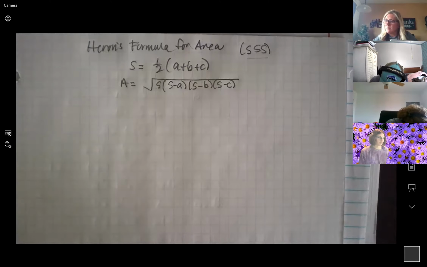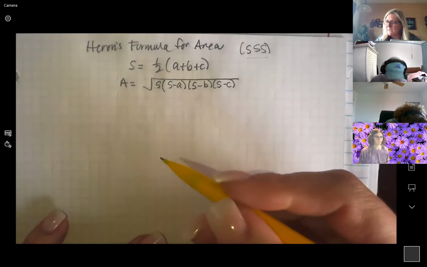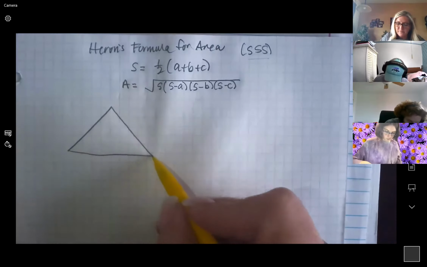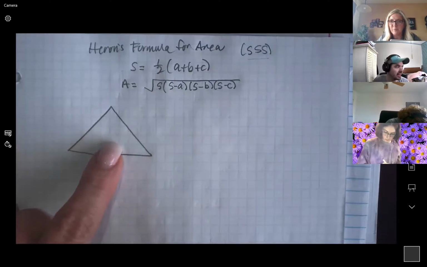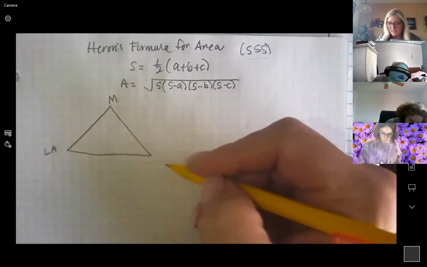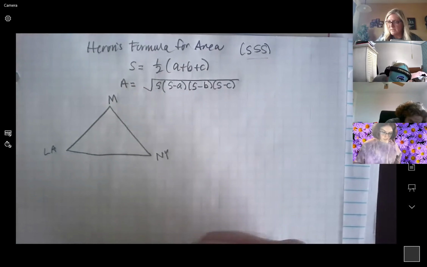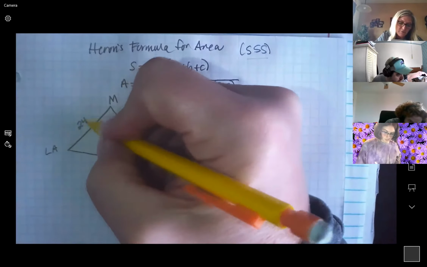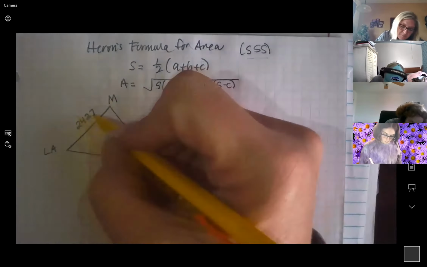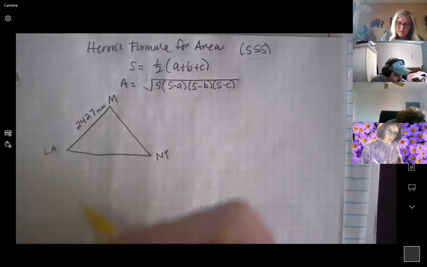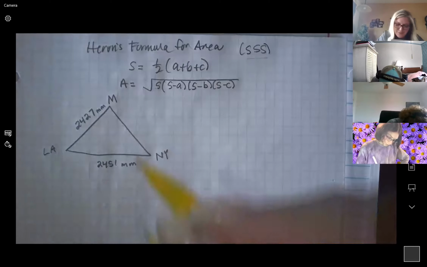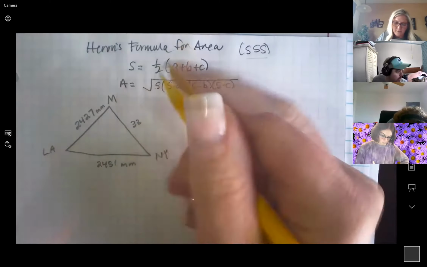So let's say we have a triangle here. This isn't the best drawing, but it'll work. Sometimes your drawings aren't in proportion, just be aware of that. So we have Los Angeles, Montreal and New York. The distance between these two is 2427, and this is the distance on a map, so this is millimeters. Then this one's 2451 millimeters, and this one is 331 millimeters.